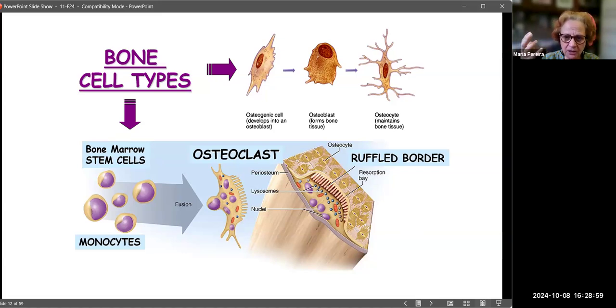So I think that this is very interesting. You don't think about bone maintaining calcium levels, the homeostasis of calcium in the body. And this is because of the opposite action of these two different types of cells, the osteoblasts and the osteoclasts.